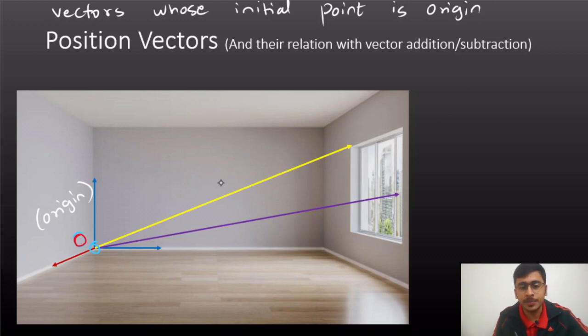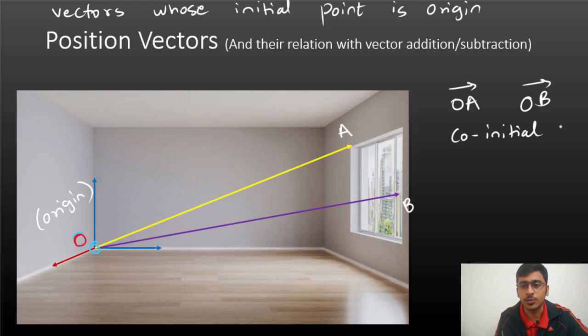So in this diagram, it's quite obvious that if origin is here and let this point be A, let this point be B, then OA vector and OB vector are position vectors, and these two position vectors are obviously co-initial vectors because their initial point is the same.